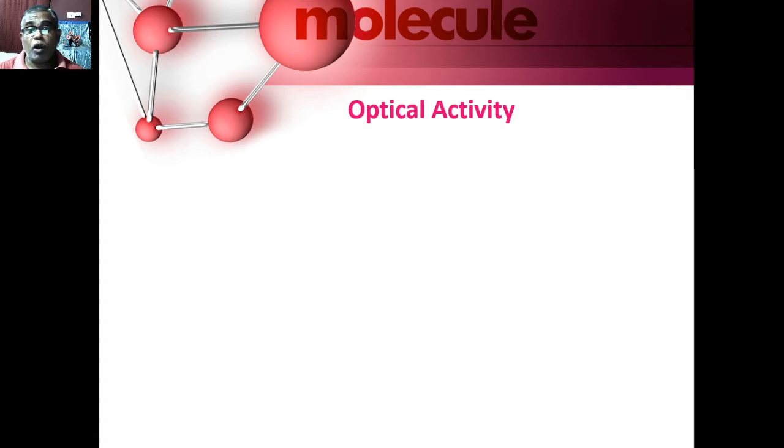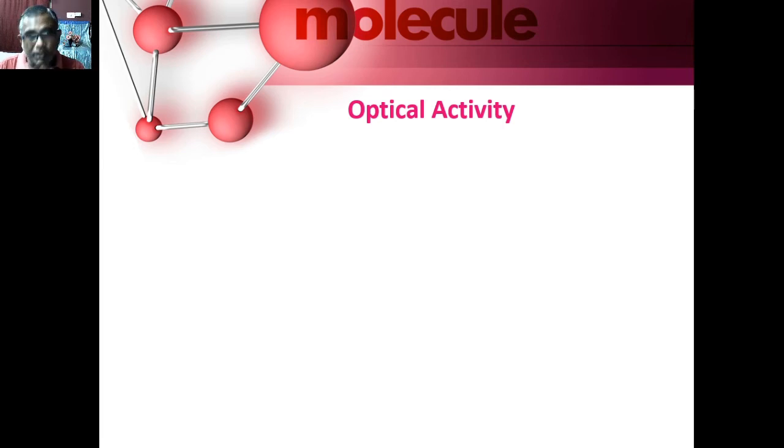Now when we say optical activity, it involves so many factors and parameters. When we say that a particular molecule is optically active, then it should exhibit the phenomenon of optical activity. The phenomenon of optical activity involves the rotation of plane polarized light. Therefore, we need to understand what is light, what is plane polarized light, and why a molecule rotates a plane polarized light.